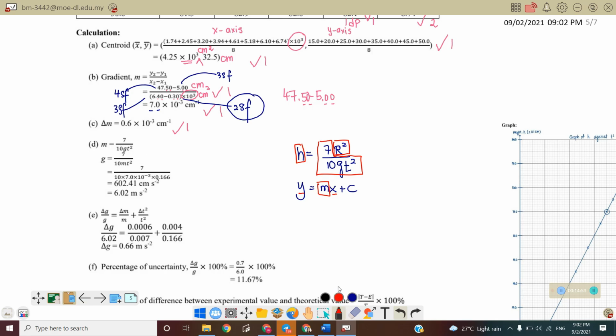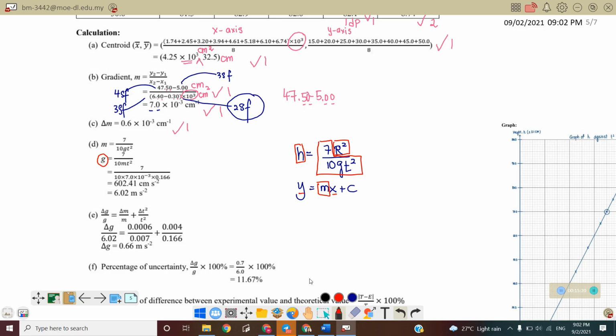And our objective is to determine the acceleration due to gravity, meaning that we want to find g. So we will take g as the subject. So g will equal 7 over 10 mt squared. So we substitute inside 7 over 10. M is the gradient, where our gradient equals 7 times 10 to the power of negative 3. So we substitute inside here.